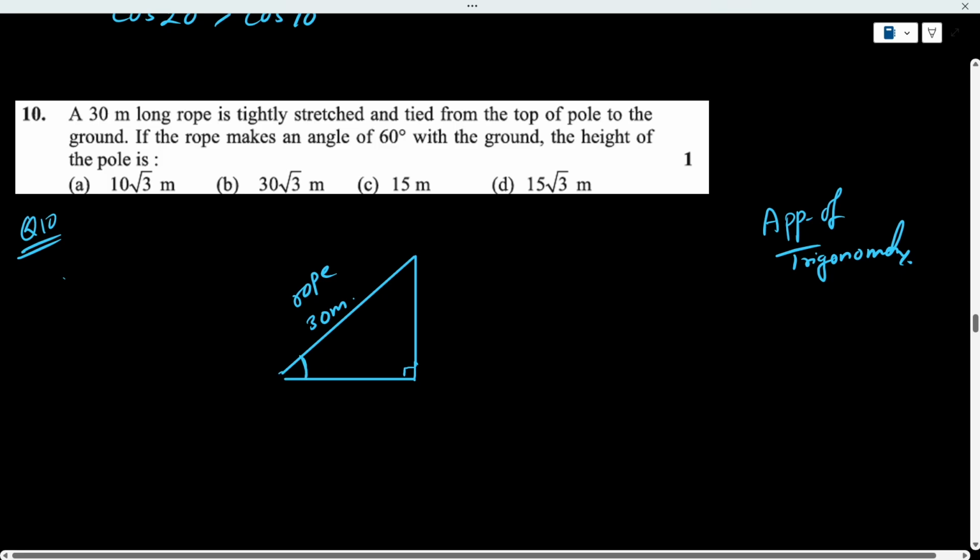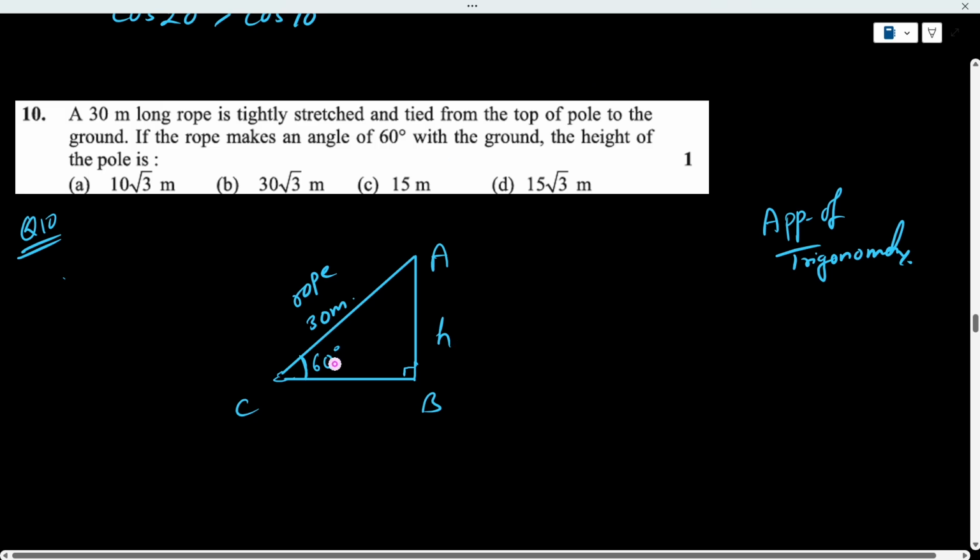The angle, this is the line of sight, correct? This is ABC. So your AC is line of sight. The angle is always between the horizontal line and the line of sight. What do I need to find out here? Height of the pole, right? I'm writing h for the height of the pole. How will I do it here?